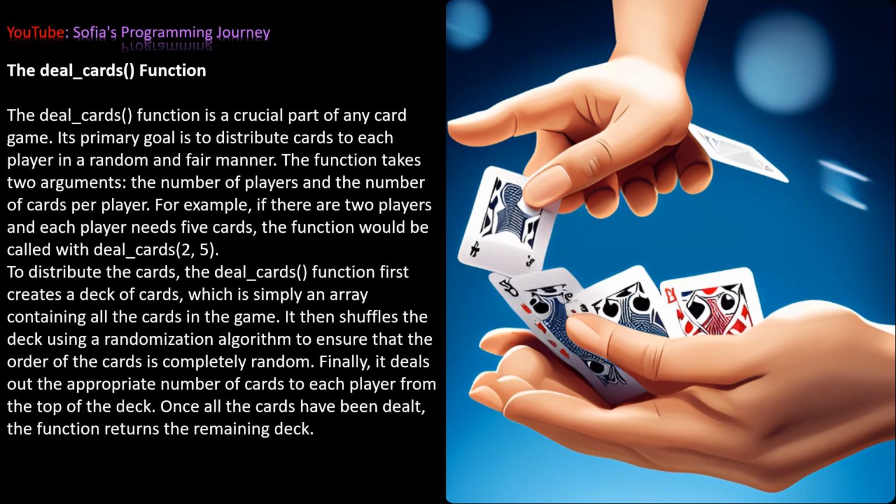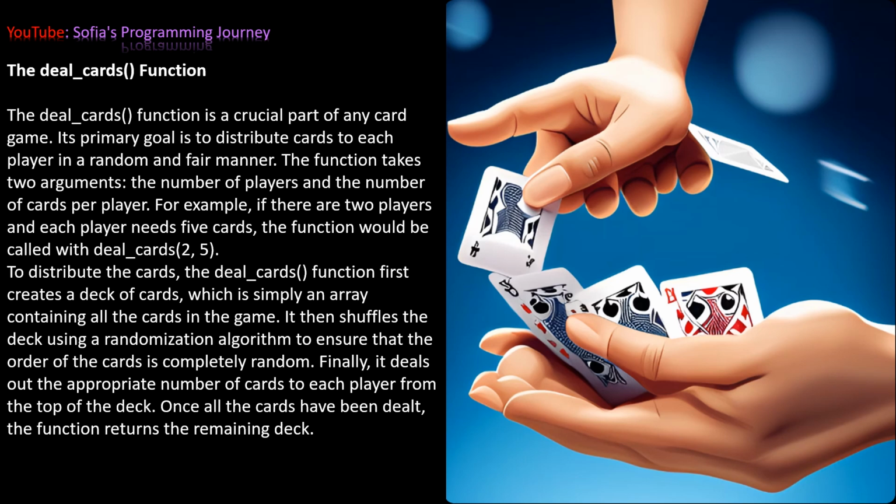The deal cards function. The deal cards function is a crucial part of any card game. Its primary goal is to distribute cards to each player in a random and fair manner. The function takes two arguments, the number of players and the number of cards per player. For example, if there are 2 players and each player needs 5 cards, the function would be called with deal cards, 2, 5.